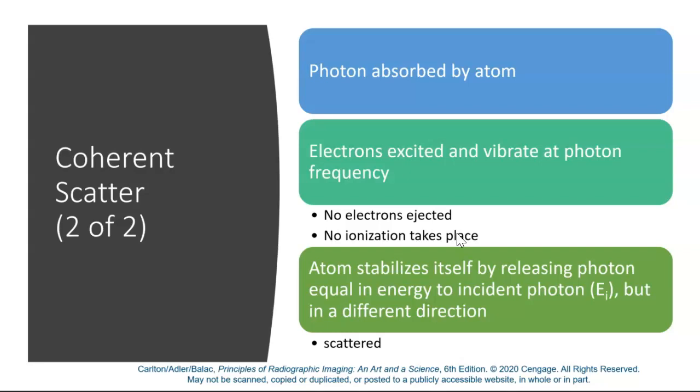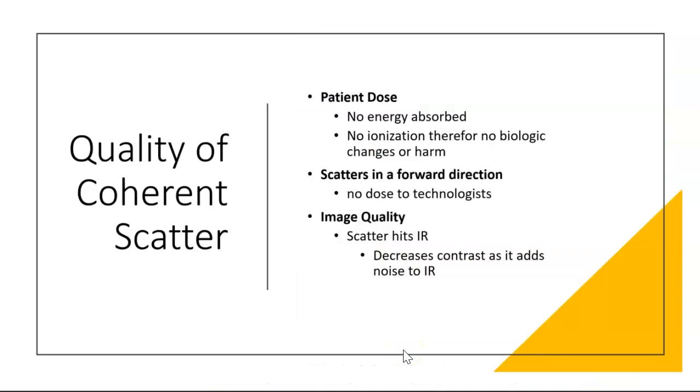So instead of going straight through, it's made a 10-degree bend, 20-degree bend, whatever. The atom stabilizes itself by releasing a photon equal in energy to the incident photon, but in a different direction, so it's considered scattered since it changed direction. As for the effect of coherent scatter on patient dose: no energy absorbed, no ionization, therefore no biological change or harm. Awesome. It scatters in a forward direction, so it typically doesn't affect us technologists with dose from the patient.